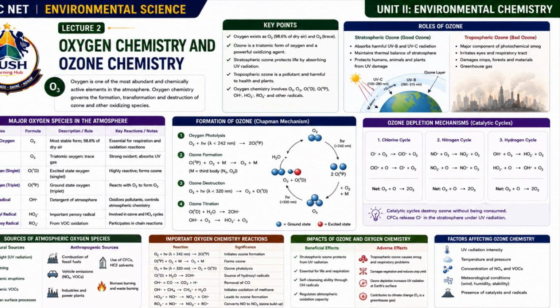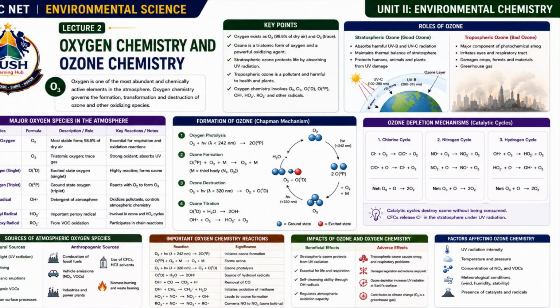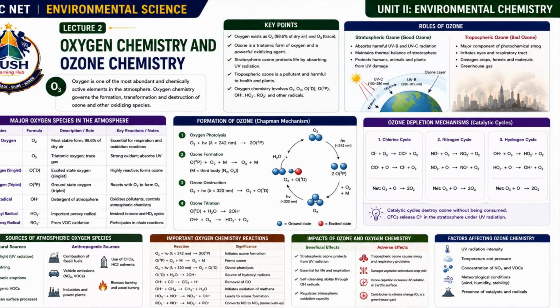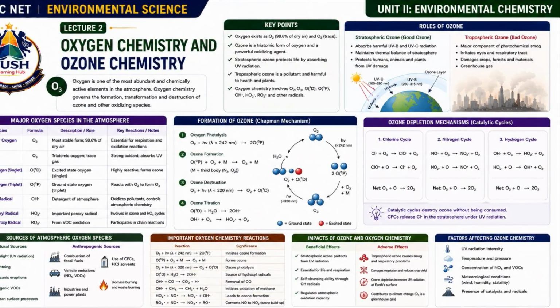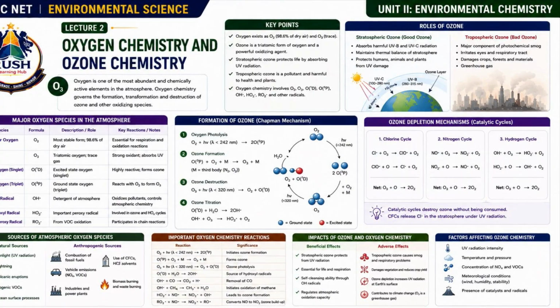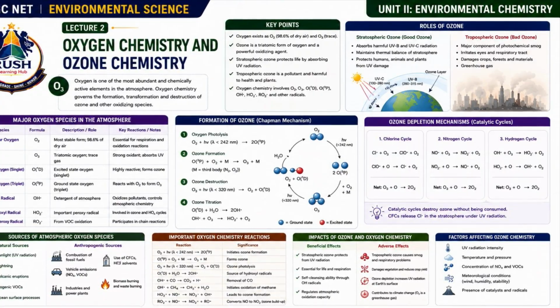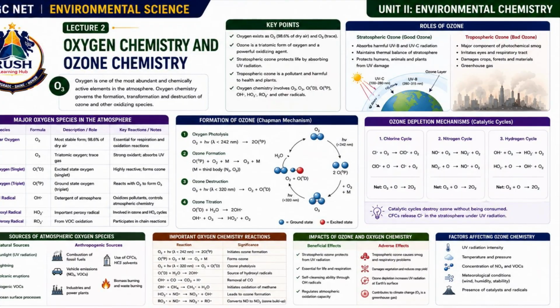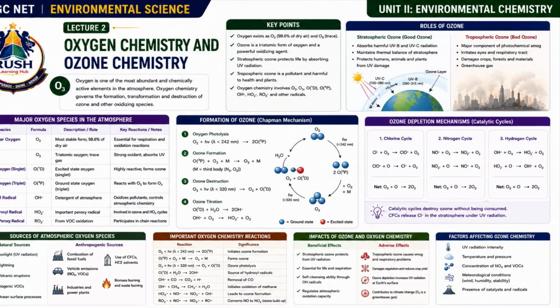The fourth impact is climate regulation, because ozone acts as a greenhouse gas and affects Earth's radiation balance. The fifth impact is human health, as excessive tropospheric ozone can irritate the respiratory system and aggravate asthma.